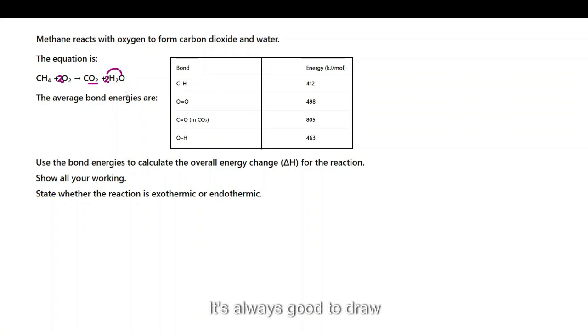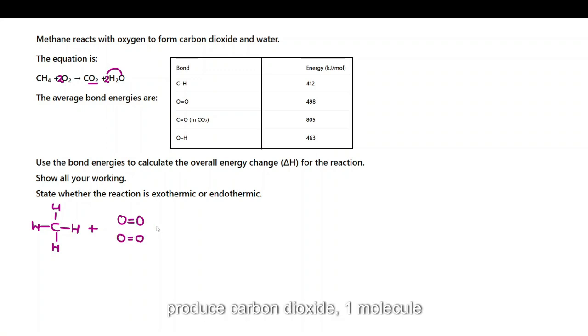In these questions, it's always good to draw the situation. So let's draw this out. So we have 1 CH4, so carbon and 4 hydrogens like that. Then it combines with 2 molecules of oxygen. Oxygen, double bond oxygen here and another molecule there. And they produce carbon dioxide, 1 molecule, carbon, double bond oxygen, same thing here, plus 2 molecules of water.